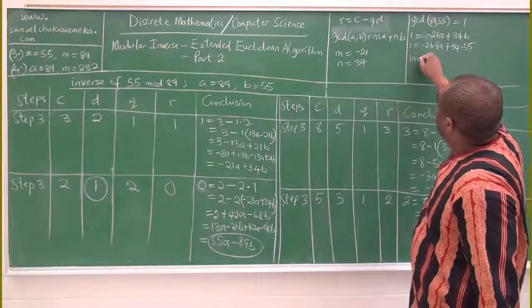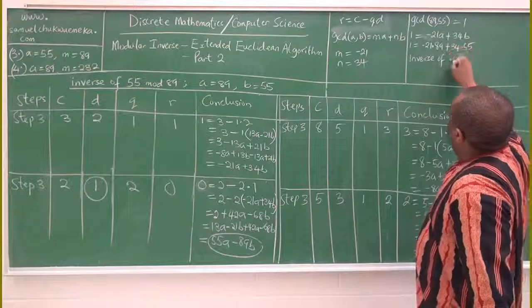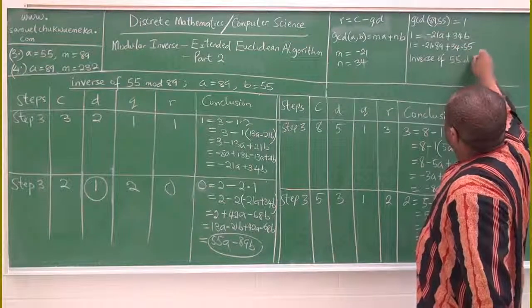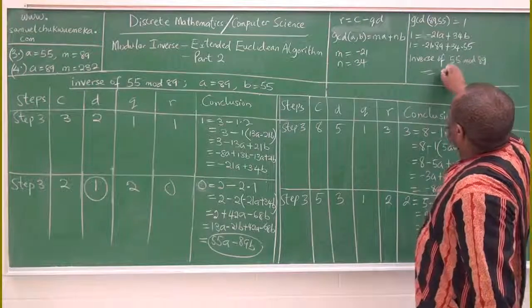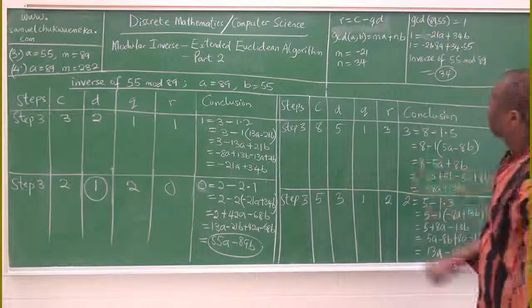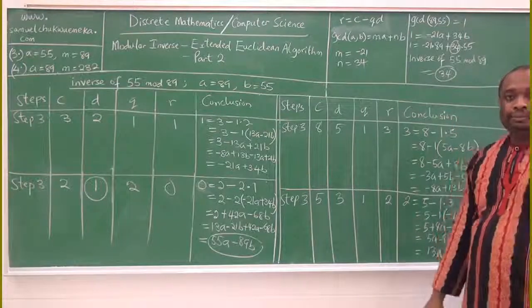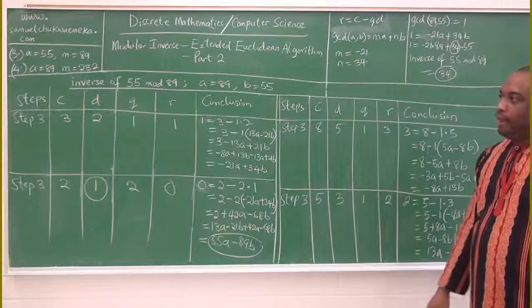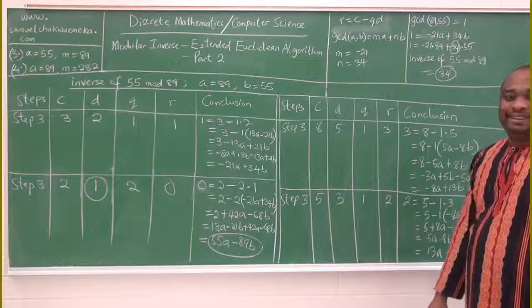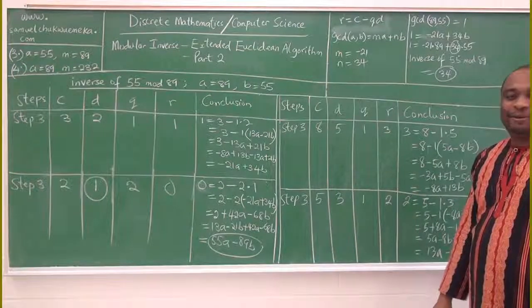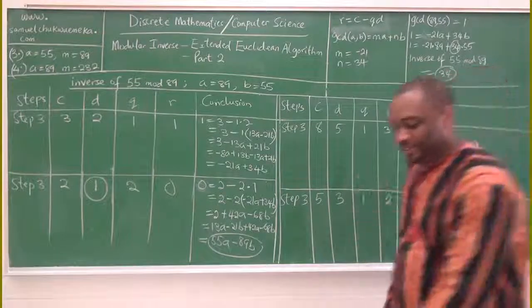Therefore, the inverse of 55 mod 89 is equal to 34. 34 here. Okay? All right. We still have number 4 to do. Okay? Let's go ahead and do it.